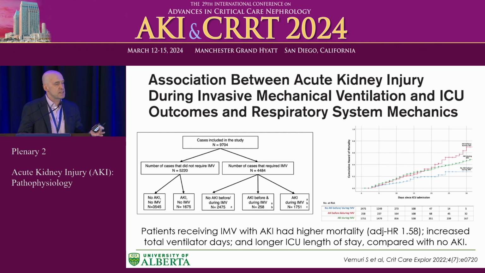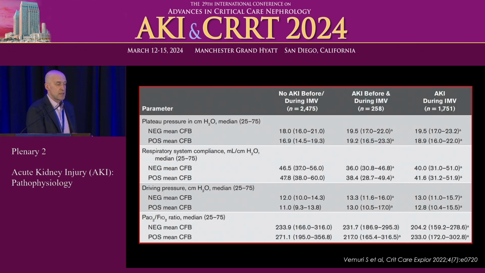What about the association between acute kidney injury in those receiving invasive mechanical ventilation and pulmonary mechanics, right? So this study nicely showed that patients who receive invasive mechanical ventilation and develop AKI have a higher risk of death, spend longer on a ventilator, and spend longer in the ICU compared with those that did not develop AKI. But what's really intriguing is that if you look at respiratory system mechanics, those that had AKI either before or during invasive mechanical ventilation had higher plateau pressures on average, lower compliance in their respiratory system, and needed higher driving pressures.